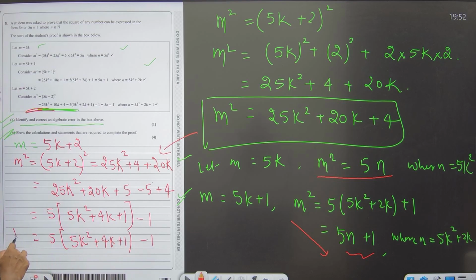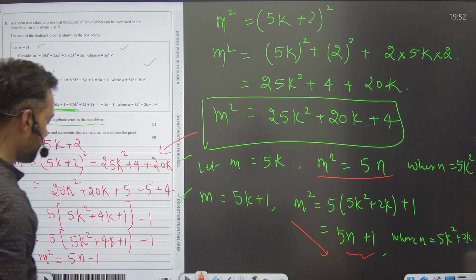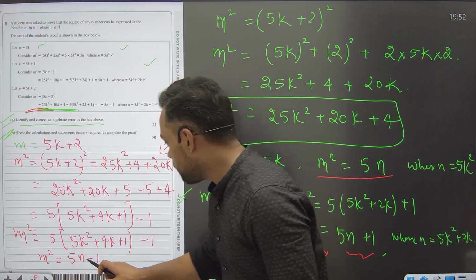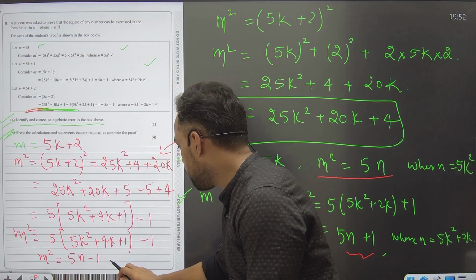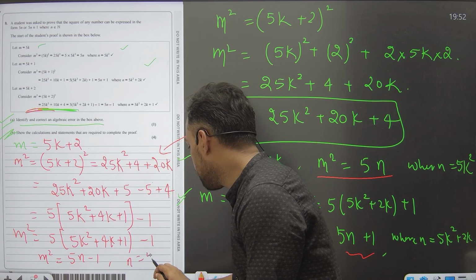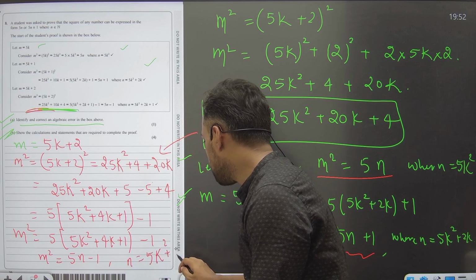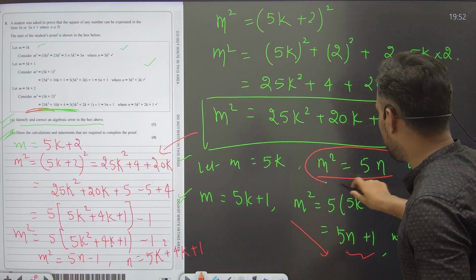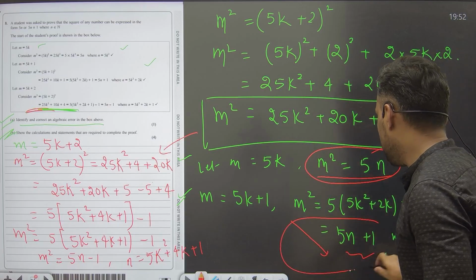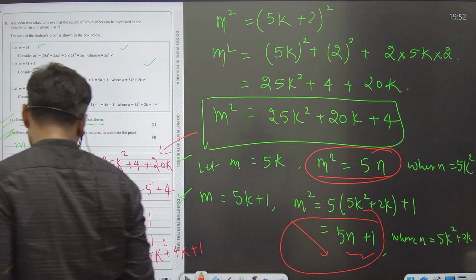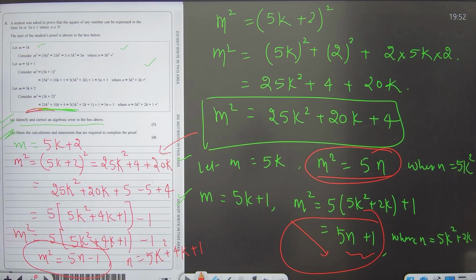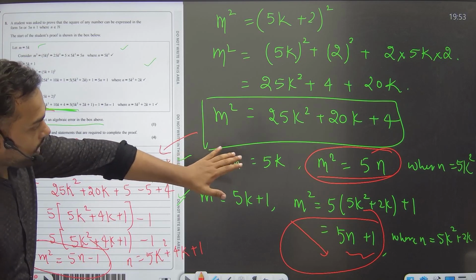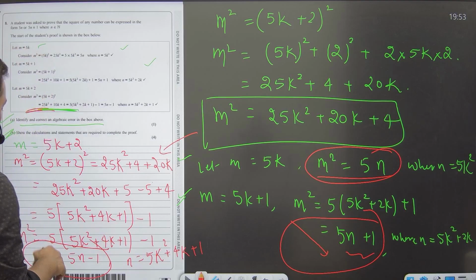So now we can say that m square could be written in the 5n minus 1 format. We can conclude from here that m square could be written as 5n negative 1, where n is 5k square plus 4k plus 1. So we have calculated it for m square equal to 5n, for m square equal to 5n plus 1 we have got it, and similarly we have got it for m square equal to 5n negative 1. So we can say that m square is congruent to 5n, 5n plus 1 and 5n negative 1.